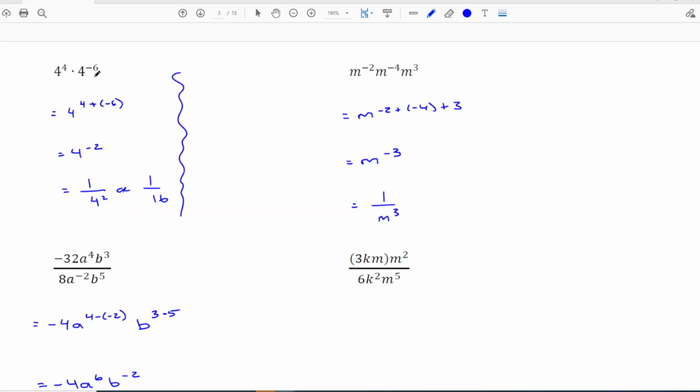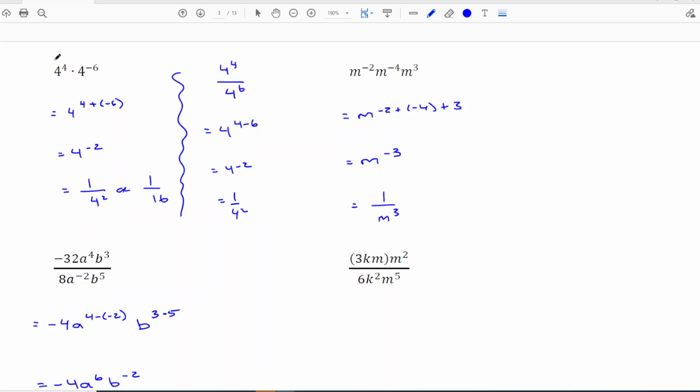Some people look at this and they're like, oh, it's a negative exponent. Let's get rid of it. This will be 4 to the 4. And since this is multiplying, I can just put it on the bottom, 4 to the 6. And then they're dividing powers of the same base. So you'd get 4 to the 4 minus 6, which would be 4 to the negative 2, which I would then write as 1 over 4 squared. So it's just a slightly different way of doing it.